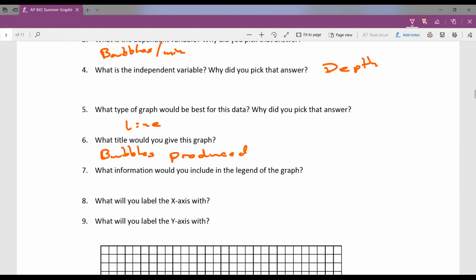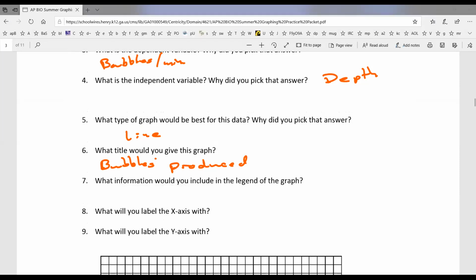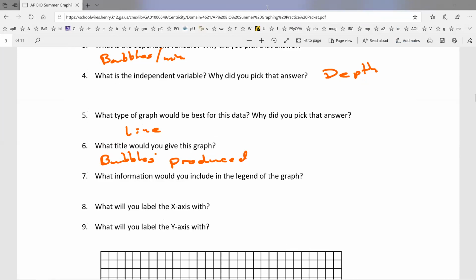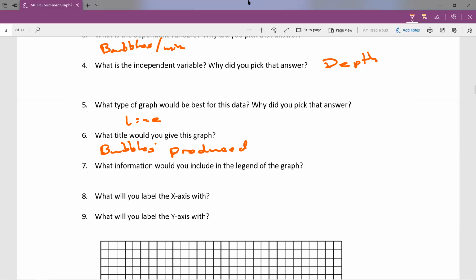And by the way, it's probably bubbles of something, but we don't know, so bubbles of whatever we don't know produced by plants. And we would probably tell what kind of plant if we actually had the information. So what kind of plant?